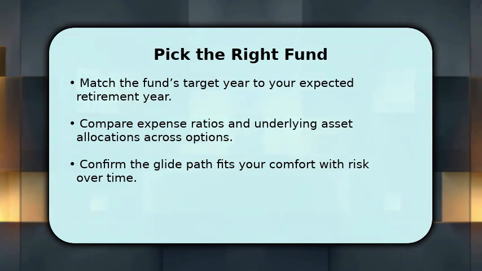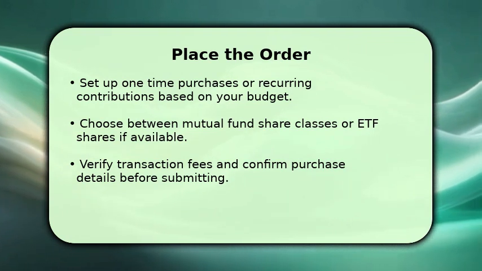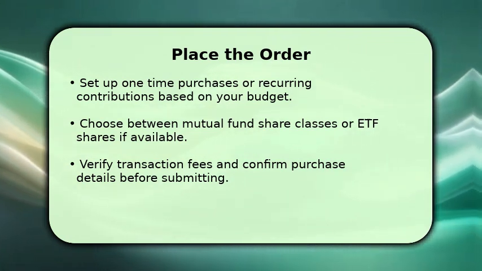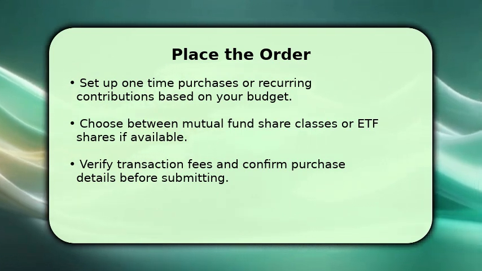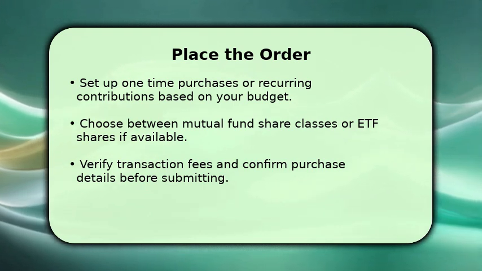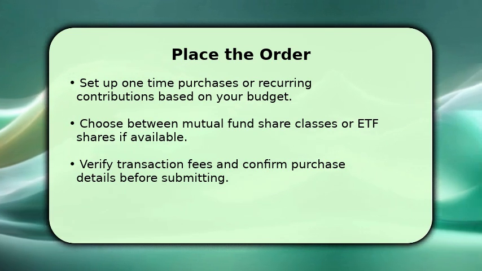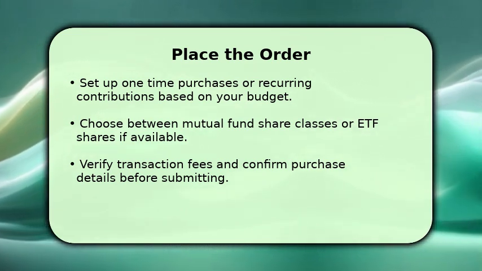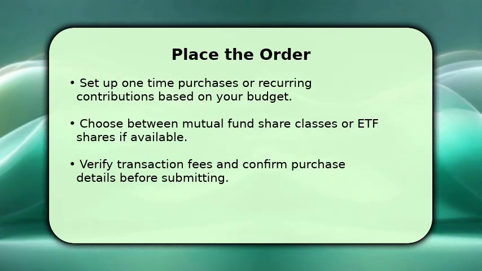Decide whether you want to invest a lump sum or set recurring contributions to dollar cost average over time. Select the mutual fund share class or ETF share if both exist, and check any minimums and transaction fees. Enter the dollar amount or number of shares, review the trade date and settlement details, and confirm the order. Finally, monitor your investment periodically and rebalance if your asset mix drifts.